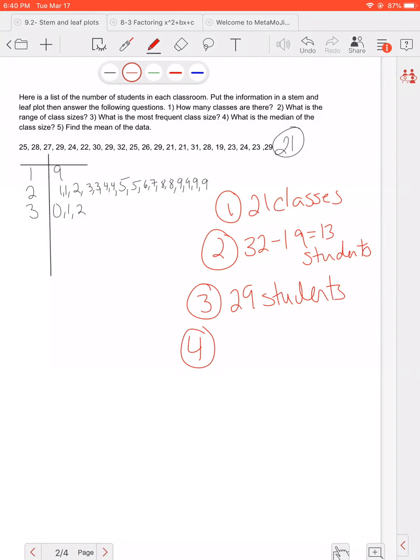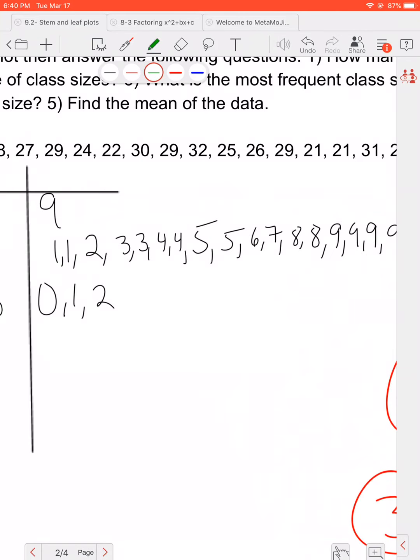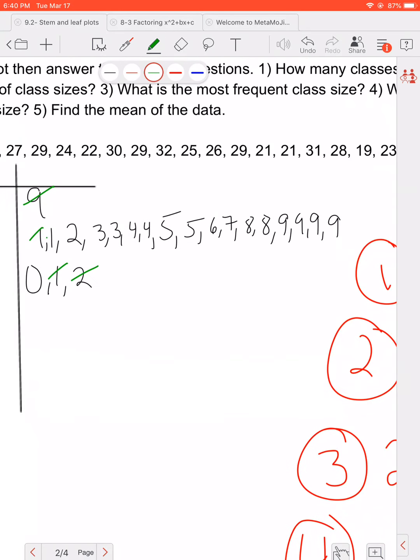Number 4, what is the median? That's our Q2. So we'll cross off the 9, and then we cross off the 2, the smallest and the biggest. Then I cross off the 1, and then the 1 here. Then I cross off another 1, and I cross off the 0. And then I go 2 back to 9. We're going to go back and forth here. So please, please, please be careful when you're doing this, that you're doing it in the right order.